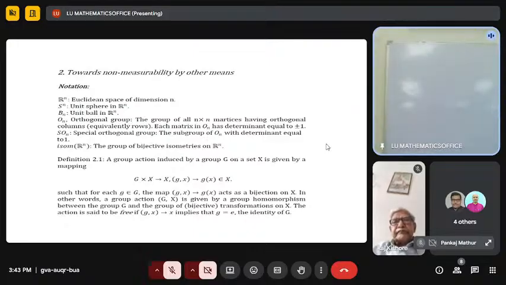So where nothing like axiom of choice or its relatives are used. So we have to use some group theory, the orthogonal group, special orthogonal group, and these are the familiar symbols for the Euclidean space of dimension n, and then the unit sphere, unit ball, and all that. And then you know what a group action is. You are given a group, and a group action is nothing but a map from G cross X to X with those properties, right? The familiar properties.